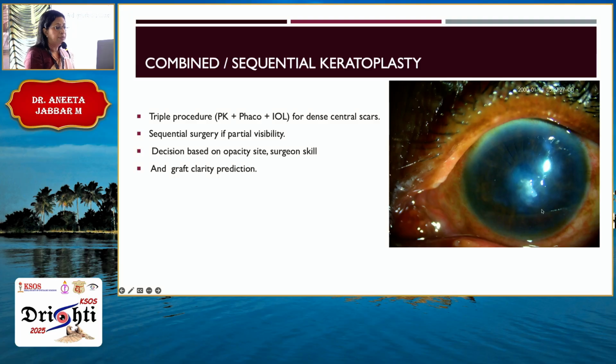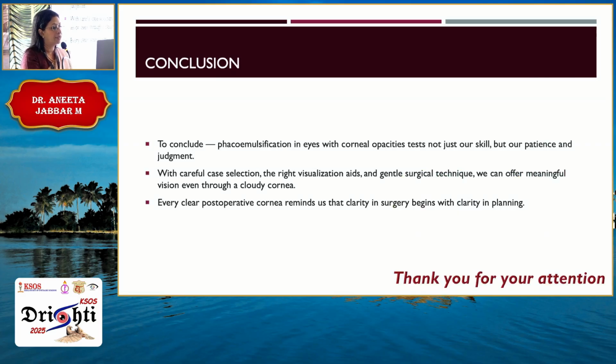But cases like this, look at this cornea, cases like this, you need a combined keratoplasty, triple procedure or a sequential keratoplasty, because there is no view and there is no point in taking out the cataract alone, leaving this type of cornea. So the decision is based on the opacity size and the site and the surgical skill.